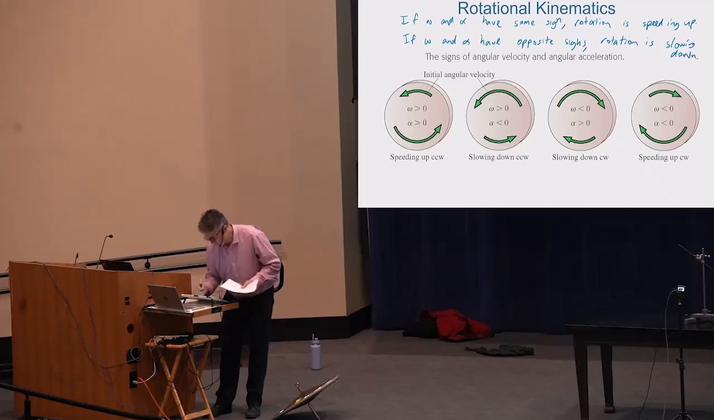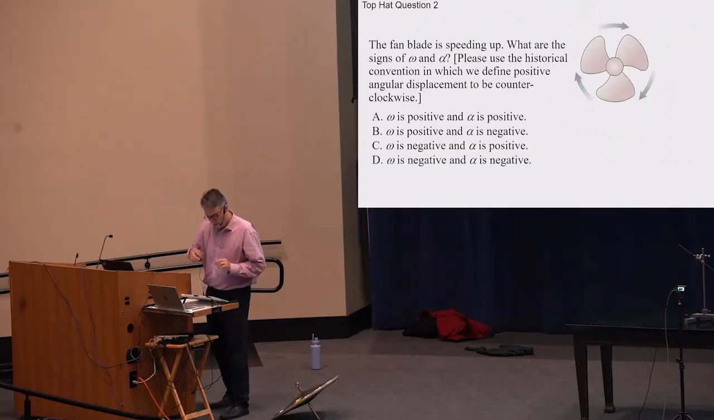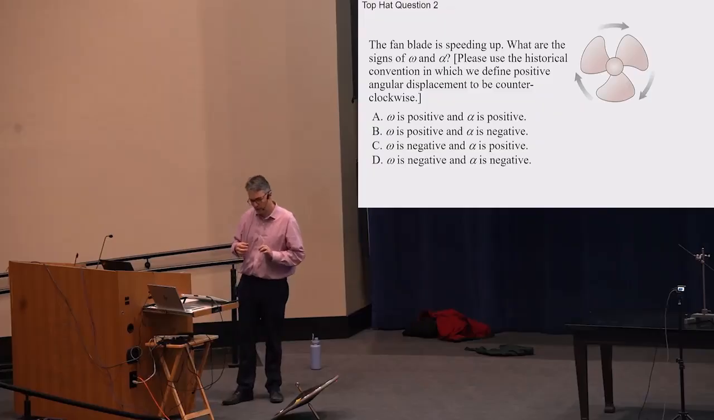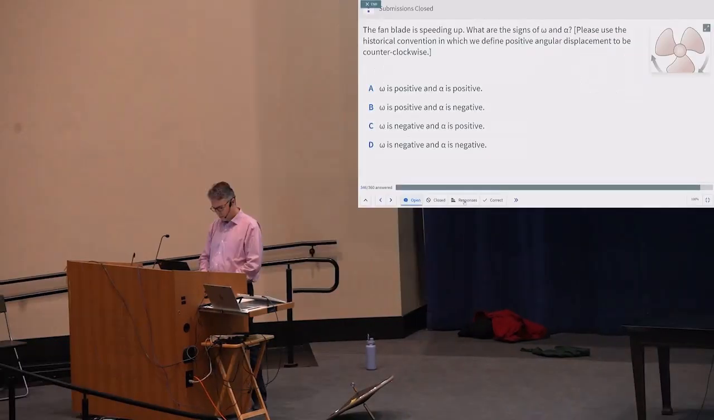And we're going to use the same historical convention that counterclockwise rotation is positive. So here's a fan blade, and we're told that it's speeding up. You just turn on the fan, so the absolute value of omega is getting larger. But what are the actual signs of omega and alpha?